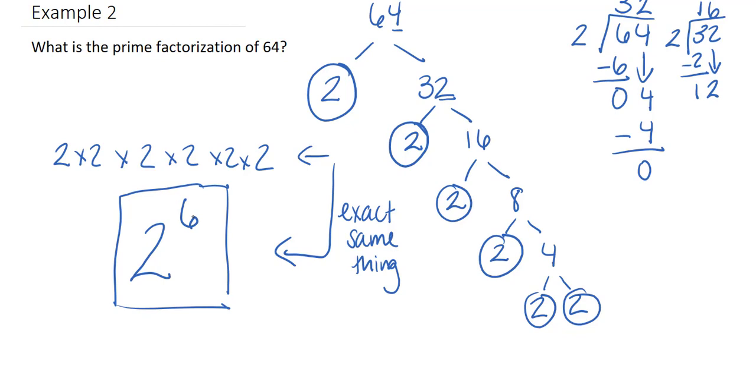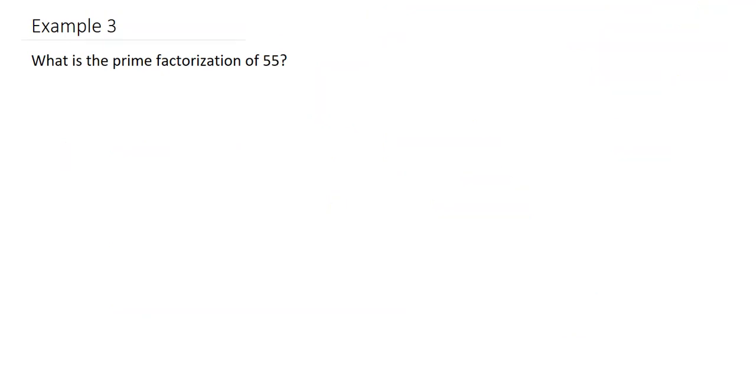Let's look at another example. Example 3. What is the prime factorization of 55? Well, we can write 55 at the top. 55 ends in a 5, so we know we can't divide it by 2 because it's not even. So we could do 5 here as the first prime number to take out. So 55 divided by 5 is equal to 11 because 5 times 11 is equal to 55.